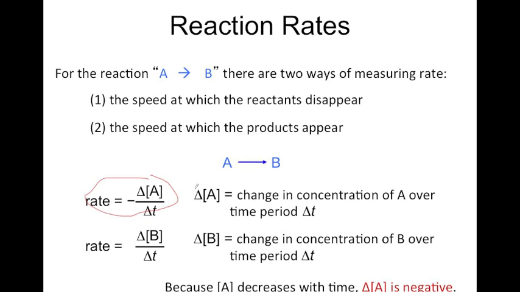So this would give us the rate of the reaction over a given time period based on the decrease in concentration of A. We could also measure the rate of a reaction based on the change in concentration of product B over some time period. So the rate would be equal to the change in concentration of B over the change in time. And here, since the concentration of B will be increasing, we don't have to put a negative sign. We would keep that as positive.